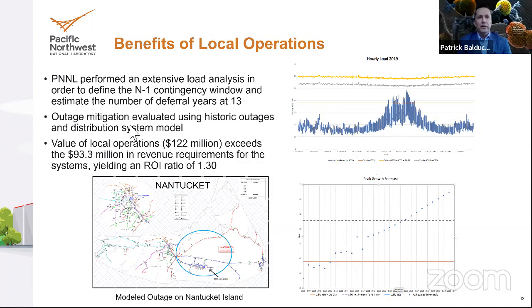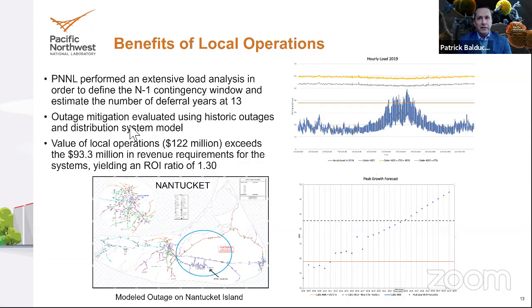Also, we found that over an 11-year period there were over 700 outages on Nantucket Island. And what we were able to do is actually model the distribution grid. You can see that highlighted in your image to the lower left on your screen. And we were able to actually simulate those outages and determine the ones that the energy storage system and CTG could be used to reduce the customer minutes of interruption.